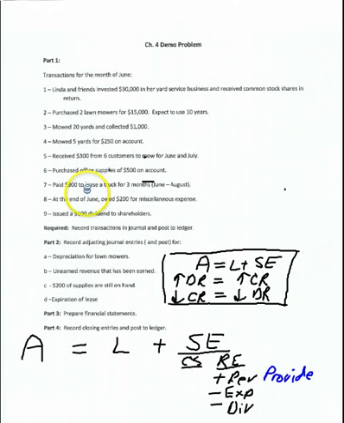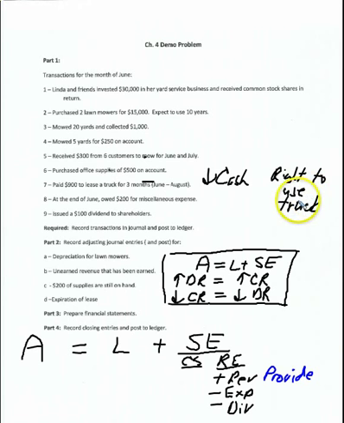Number 7, paid $900 to lease a truck for 3 months. So we're going to be able to lease a truck for 3 months. So what are we giving up? Well, we paid $900. So we gave up cash. And what we're receiving is a right to use the truck. Right? We get to use this truck. Now, we're not buying the truck, so we don't own the truck, but we have a right to use the truck over the next 3 months.